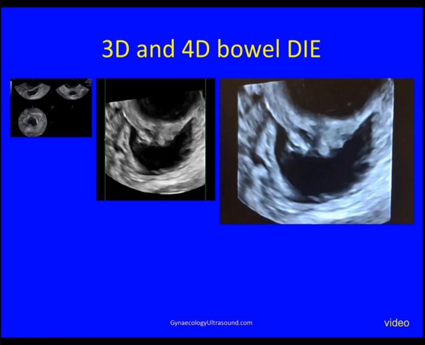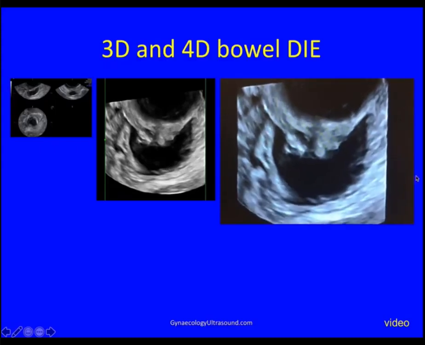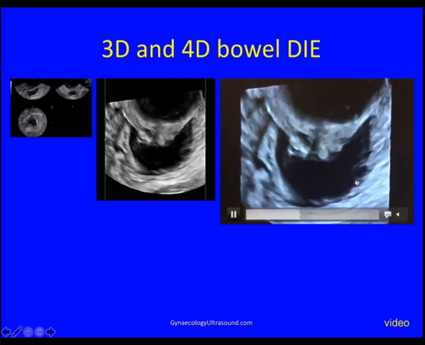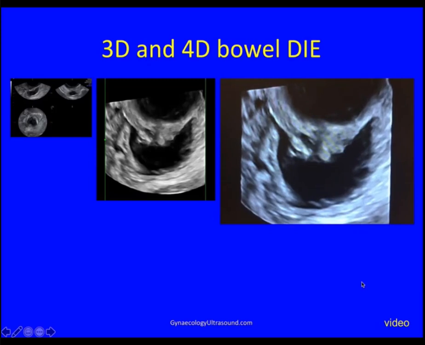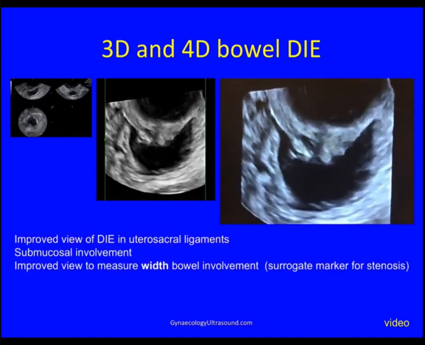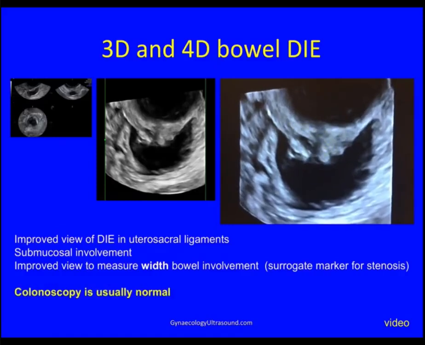You can put 3D on, and sometimes it's really helpful to do that. You take a quick volume, you render it. If you now make it move on Cine, then you've got 4D, and it just helps you to appreciate the submucosal involvement in this one, and it can be really useful for measuring the width of a lesion. If patients with a bowel lesion have a colonoscopy, it's usually normal.